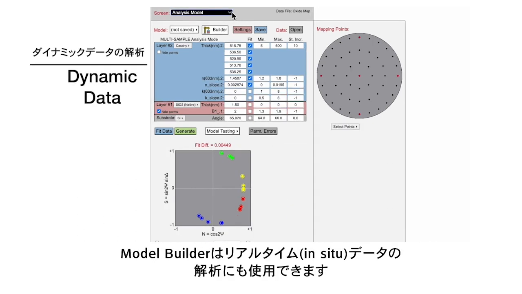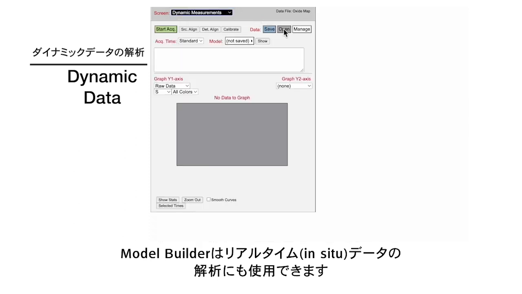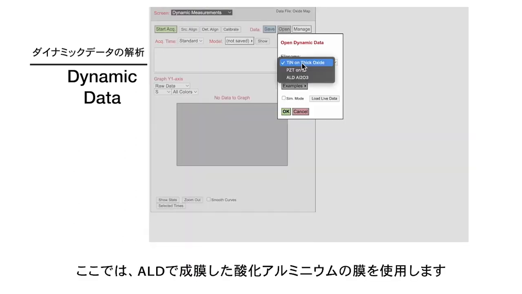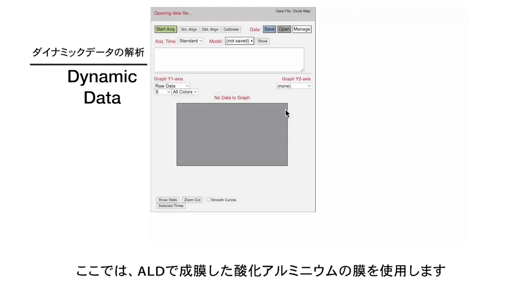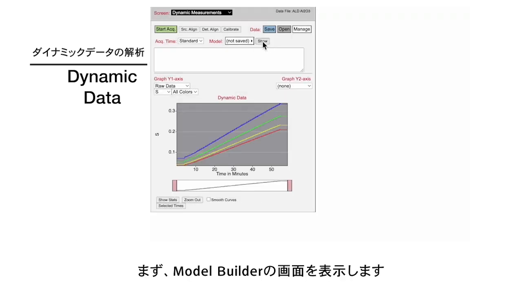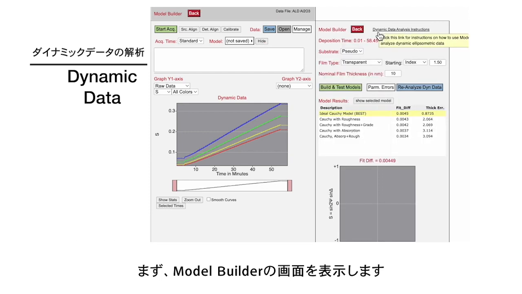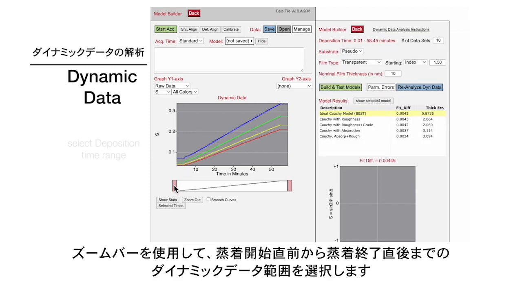Model Builder can also be used to analyze dynamic in situ data that is acquired versus time. For this example, we will use an aluminum oxide film that was deposited by ALD. We start by showing the model and displaying the Model Builder screen. Then use the zoom bar to select the dynamic data range from just before the deposition was started to just after the deposition ends.